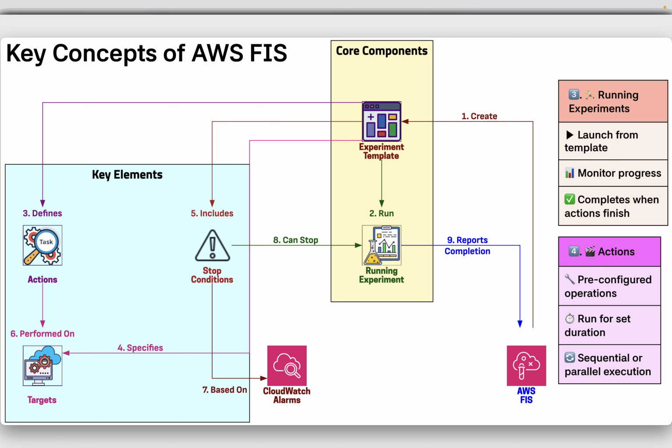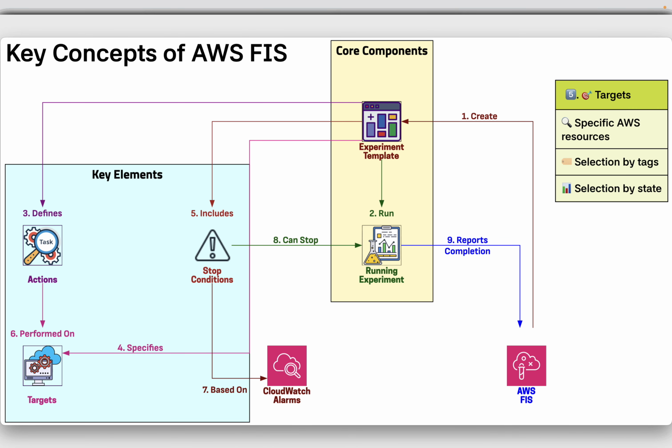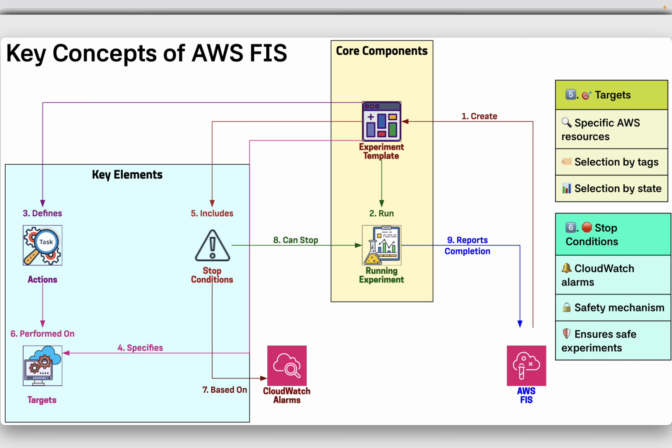An action is something AWS FIS does to an AWS resource. AWS FIS has actions already set up. Each action runs for a set time or until you stop it. Actions can happen one after another or at the same time. Targets. A target is the AWS resource that the action affects. You can pick specific resources or a group of resources based on things like tags or their state. Stop conditions. Stop conditions are safety measures. They stop the experiment if it hits a certain limit, defined by a CloudWatch alarm. This ensures experiments are run safely.